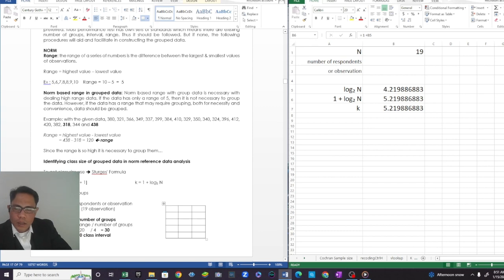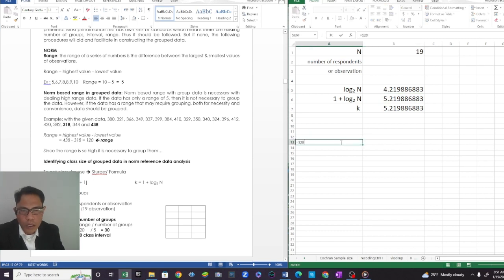To determine the class interval, we just have to divide the range by the number of groups. So we have five, so equals 120 over five. Our class interval is 24. You understand? I hope you do. It's a simple concept. So 24.